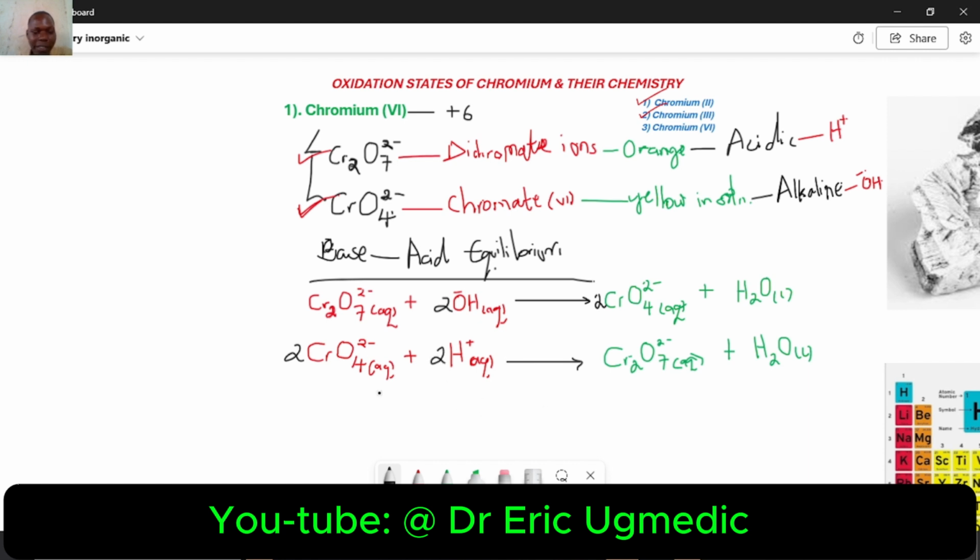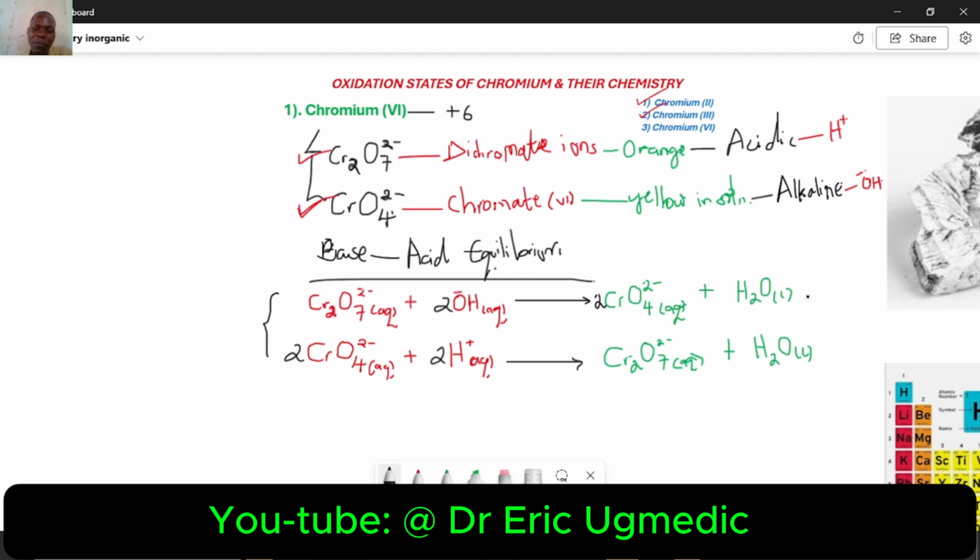And finally, we look at the charge. So we have a total of -4 here plus 2, which changes to -2. And what of the right hand side? Also minus 2. So these are the half reactions for the base acid equilibrium reaction, which we are going to write now. So you can see that when I add alkaline to the dichromate, it will change to the form which is stable in alkaline medium, that is the chromate.